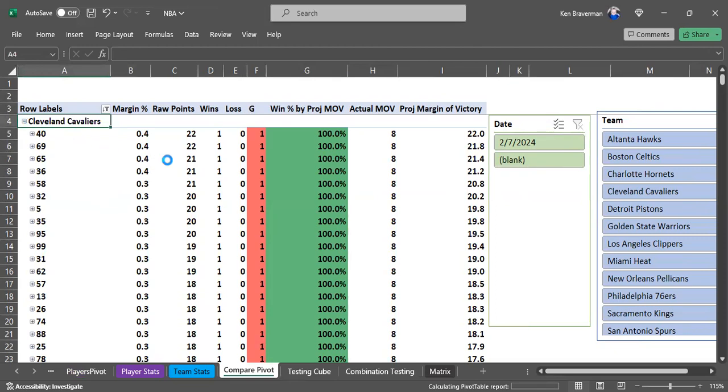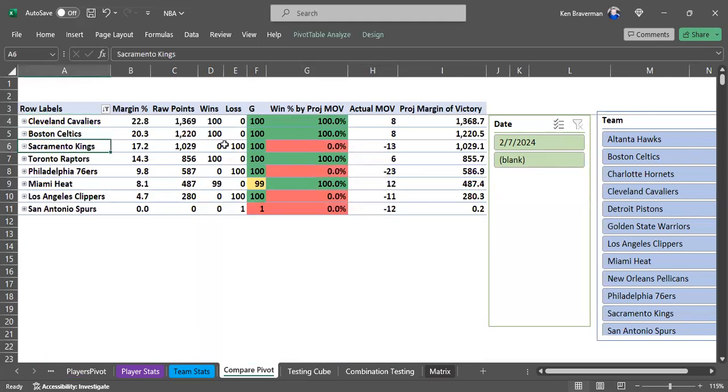Now, that worked out well for most of the games yesterday. However, you had Sacramento in 100 of the combinations, and they lost. And they lost by 13, I think. Like, what on earth?